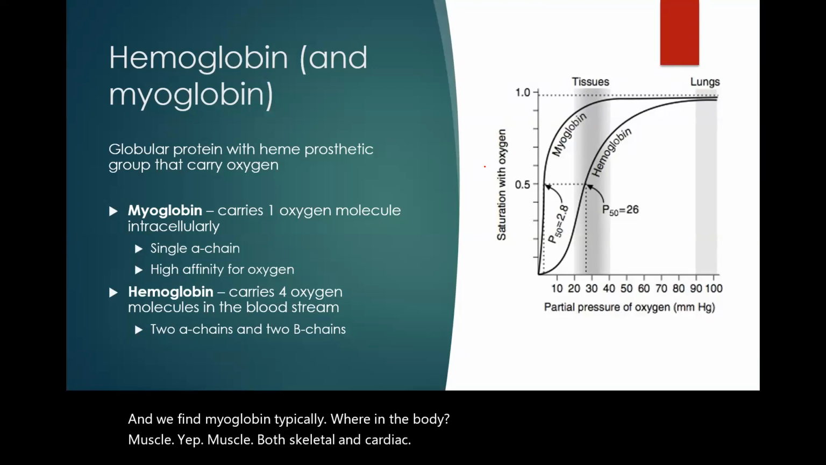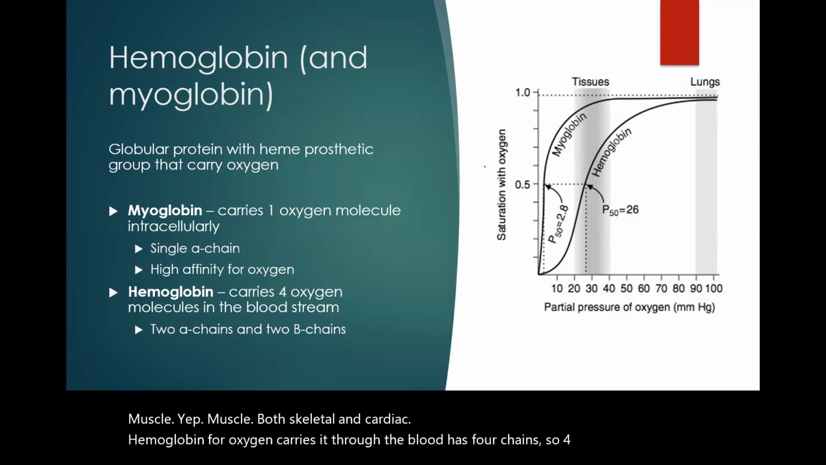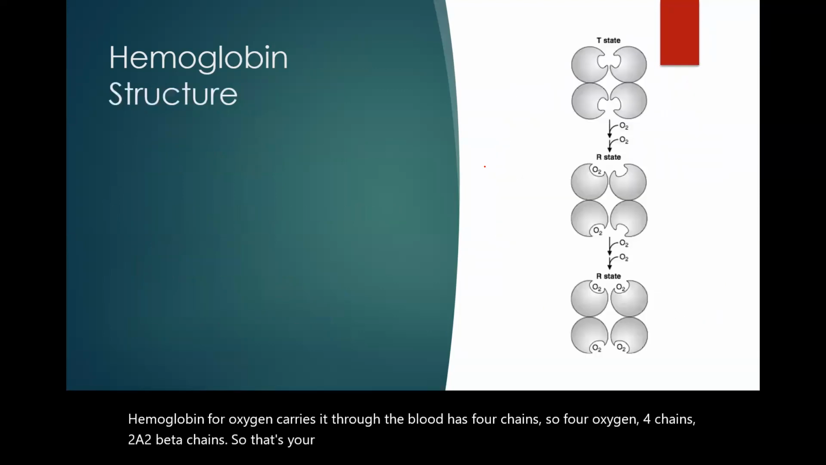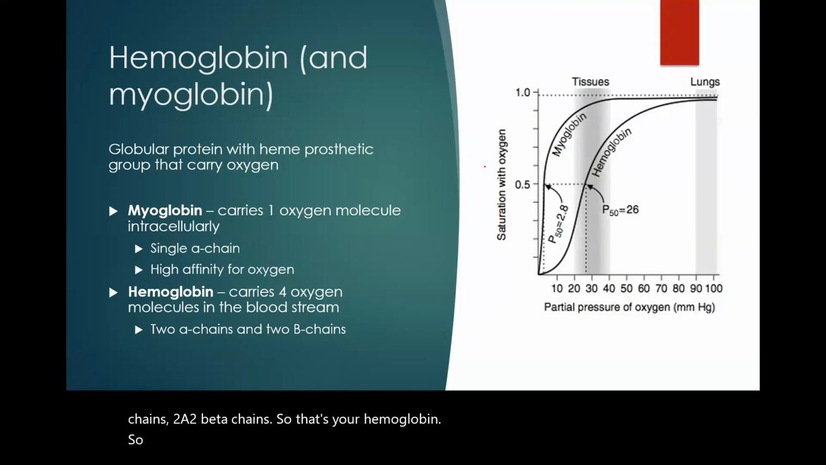Hemoglobin, for oxygen, carries it through the blood, has 4 chains. So 4 oxygen, 4 chains. 2 alpha, 2 beta chains. So that's your hemoglobin. So hemoglobin has quaternary structure. Myoglobin has tertiary structure. That's how you could think of those two structurally.